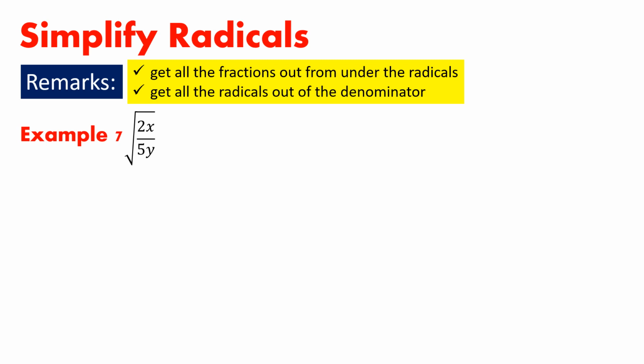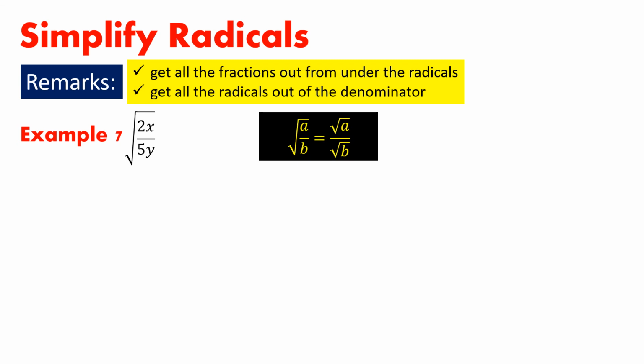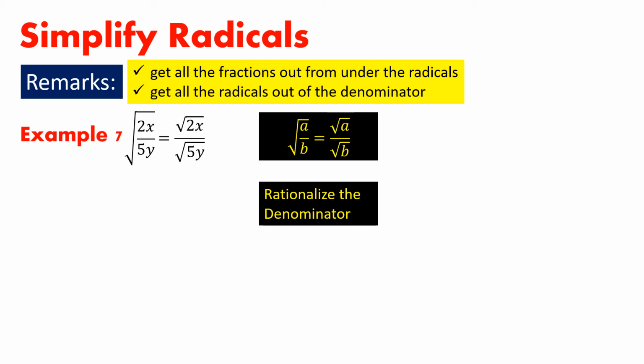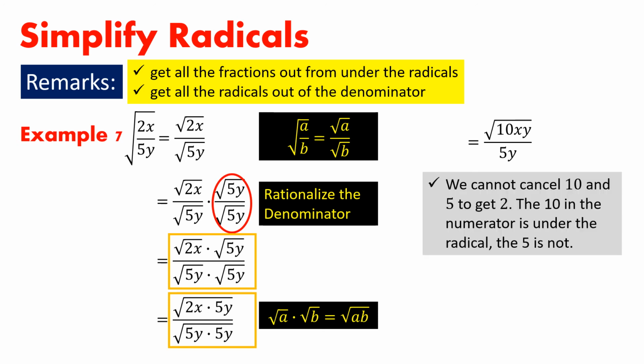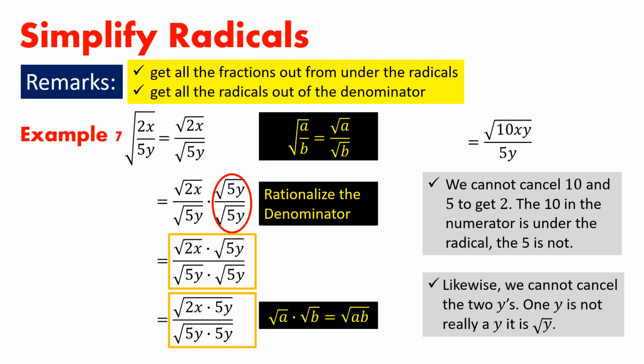Once again, in this example, we have a fraction under the radical. We need to apply this property in order to rewrite the original expression. Then we rationalize the denominator by multiplying square root of 5y all over square root of 5y. The solution is as follows. Note that we do not reduce the fraction by canceling the 10 and 5 to get 2. While the 10 in the numerator is under the radical, the 5 is not. Similarly, we cannot cancel out the y's because 1 isn't really a y, it's square root of y.